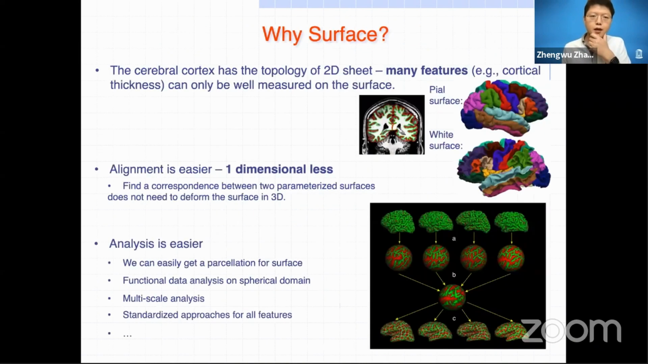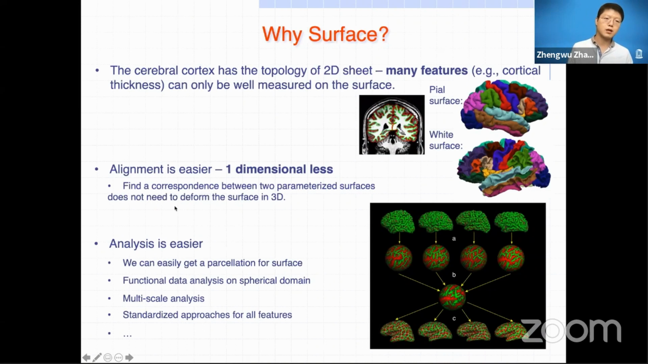And why analyze the data on the surface of the human brain instead of the volume data? The first impression may be that the volume is the best representation, because that's what you get from the scanner, right? However, here I would argue that the surface is actually the best representation of the data.